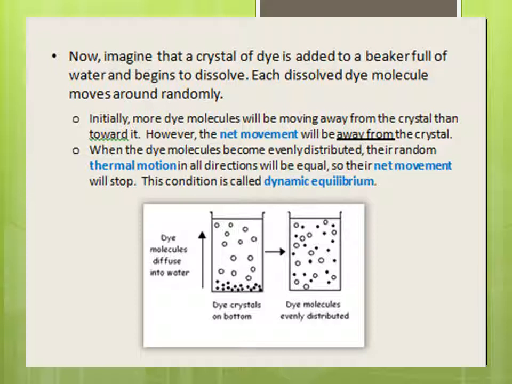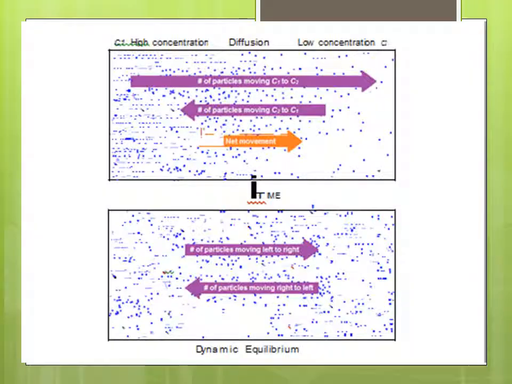When the dye molecules become evenly distributed, their random thermal motion in all directions will be equal, so their net movement will stop. This is called dynamic equilibrium. And you can see the concentration gradient, and here's where there's no movement, or dynamic equilibrium.